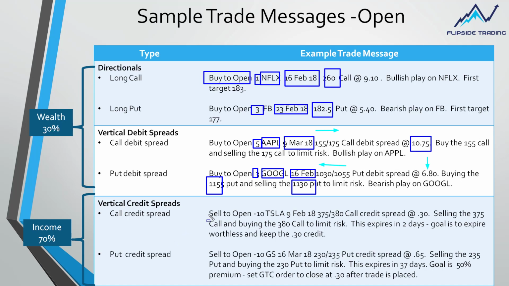Call credit spread. Same thing. Hey, we're going to sell to open. Okay? A little bit different, but otherwise, everything's the same. 10 contracts. Your symbol, expiration series, 375 to 380. Okay, we're selling a call, right? So that means we're quote unquote bearish, so we want the stock price to stay below 375. So we're going to go ahead and sell the 375, and then we're going to buy the 380 to limit the risk. Okay, we're going to sell it for 30 cents. Expires in 2 days. We want this to expire worthless. We want to keep all that.